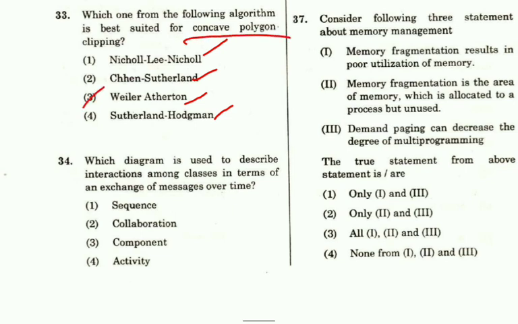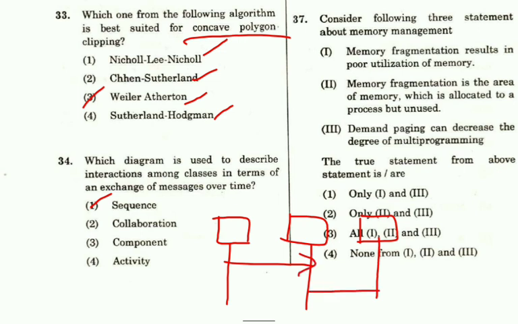Next. Which diagram is used to describe interactions among classes in terms of an exchange of messages over time? So here the sequence diagrams. Option 1 is the correct answer. Sequence diagrams represent the interaction between objects. So here the objects will communicate with each other over time.